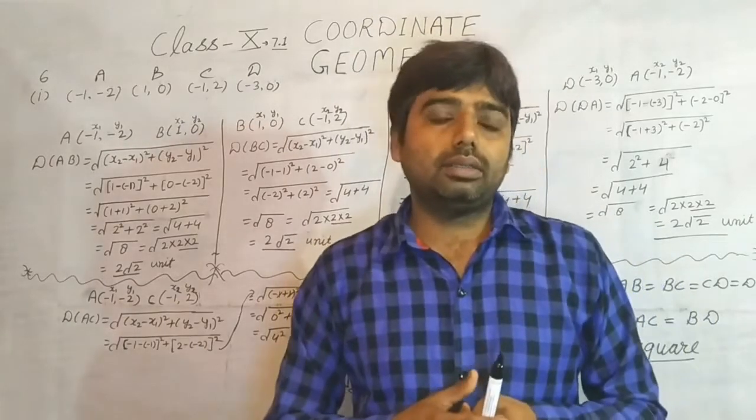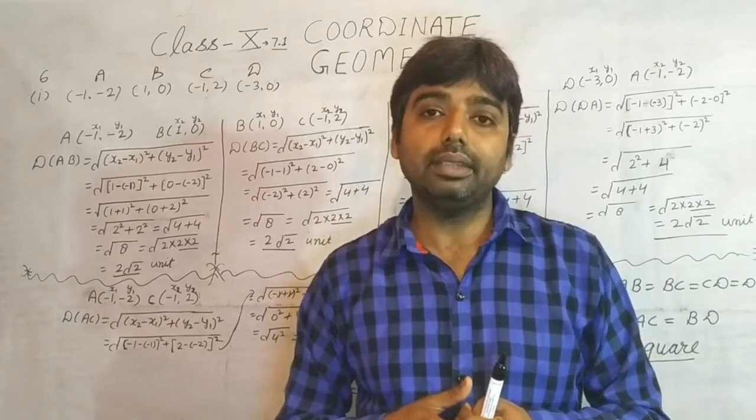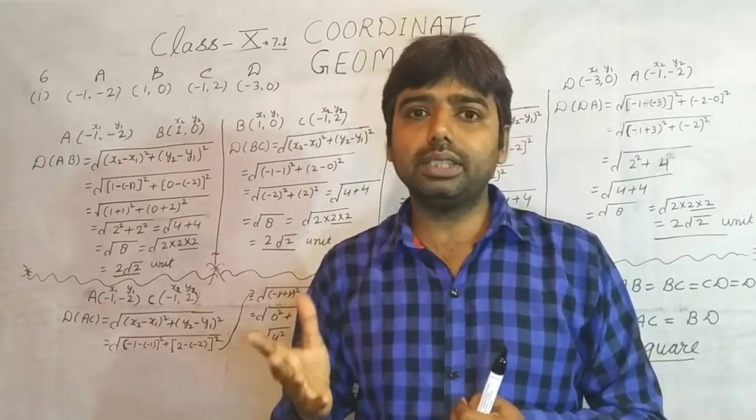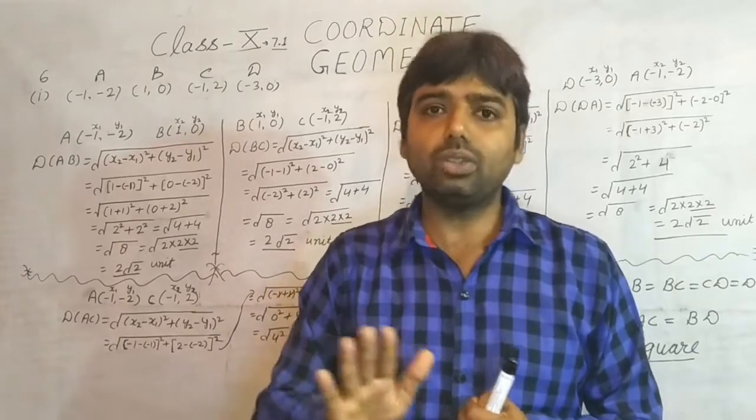So do I need to go ahead? Yes, I need to. Why? Because I cannot say it is not a square. It may be a square. It is a rhombus up to now.